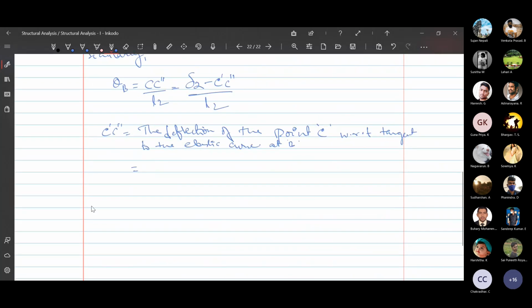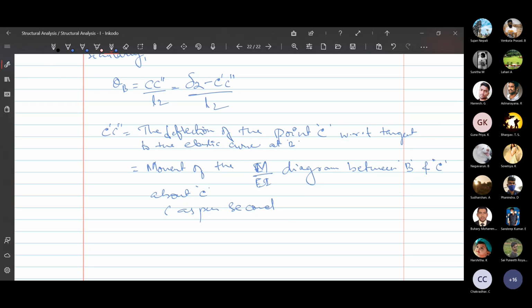Okay, so I can write this is equal to the moment of the M by EI diagram between B and C about C, and this is as per the second area moment theorem.